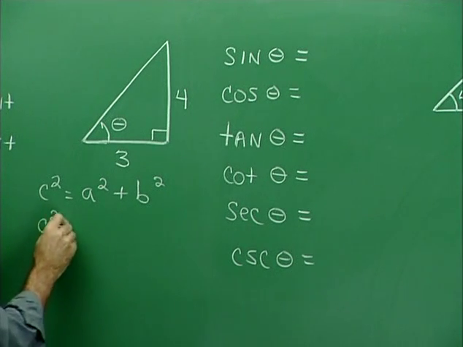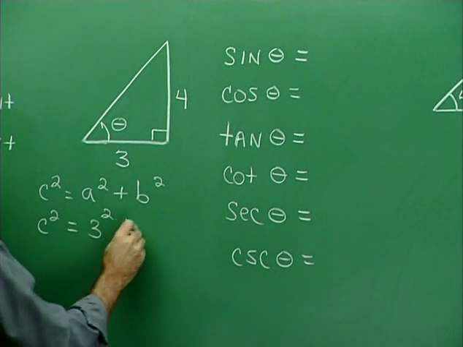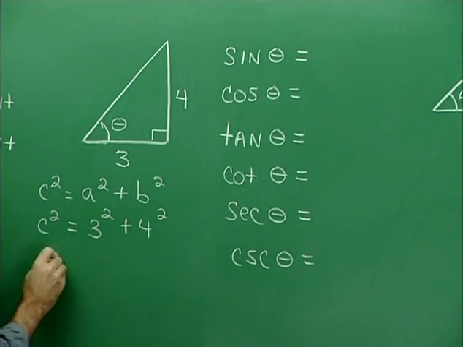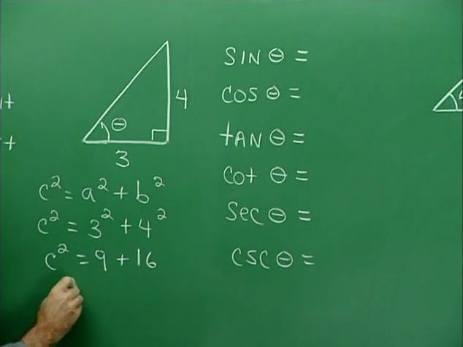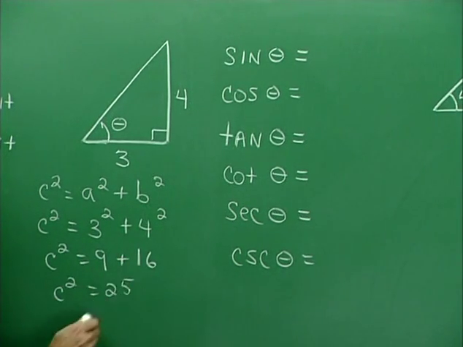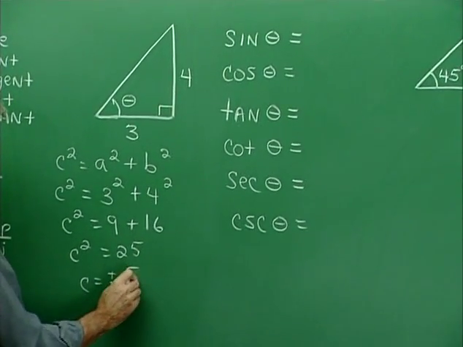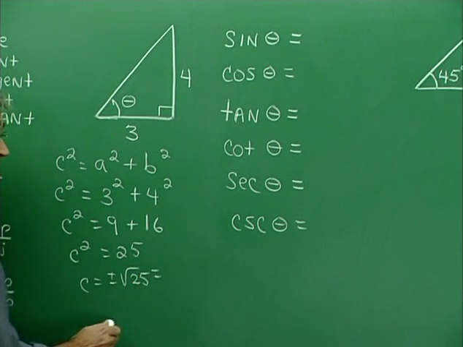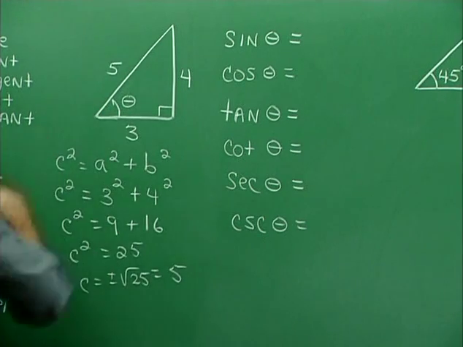So c squared then is, well, let's see, one of these is 3, the other is 4. So c squared then is 9 plus 16, or 25. If c squared is 25, then c is plus or minus the square root of 25. And we want the positive square root of 25, or 5. So the length of this side is 5.